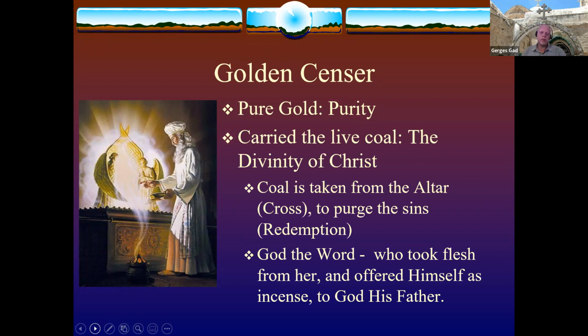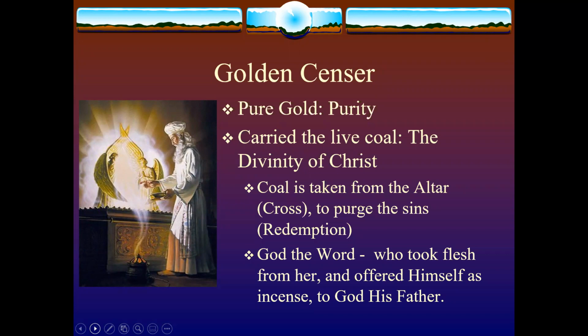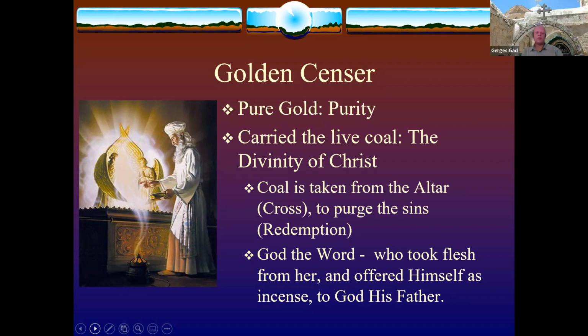And the censer carried the live coal, okay? And this coal was taken from the altar of incense, which was, where's the altar? Let's see who's paying attention. Where's the altar of incense? The altar of incense is in the holy area. So this means that the high priest took coal from on top of the altar of incense with tongs, and he put it into the golden censer, and he brought it into the Holy of Holies.